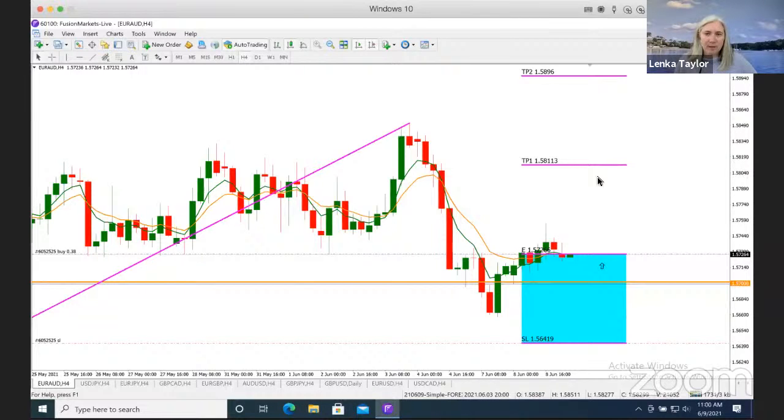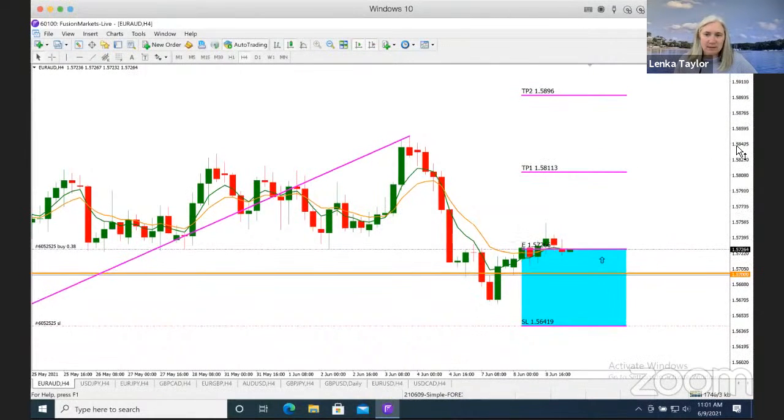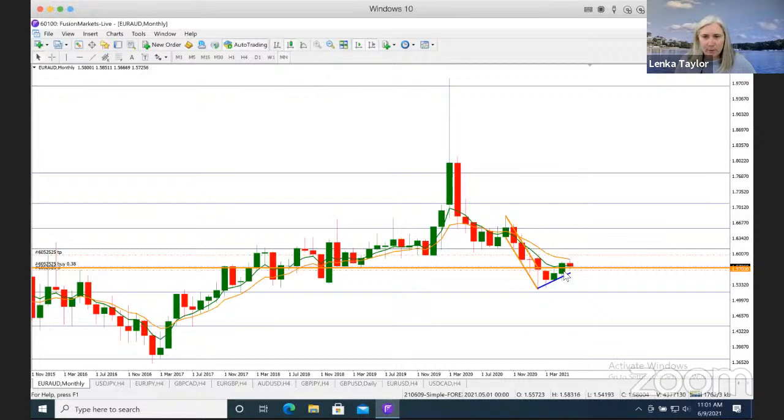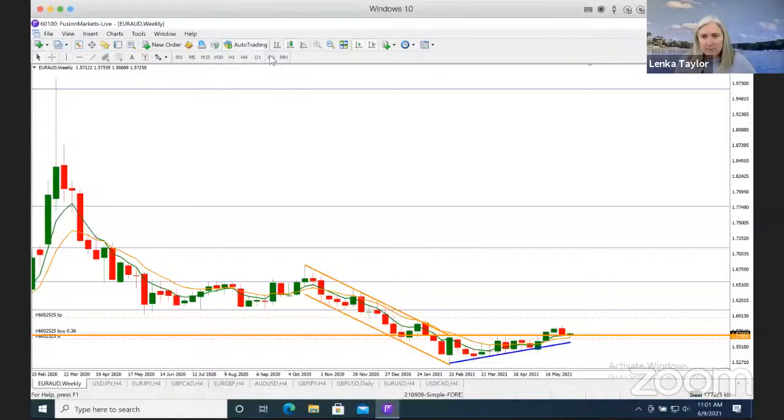The first currency pair I'm going to look at is Euro AUD. So I entered that trade yesterday. If you're on my Simple Forex Setup Telegram group, then you would have got that notice. I'm looking at long on this one, just above that 1.57 horizontal level. So looking for long.